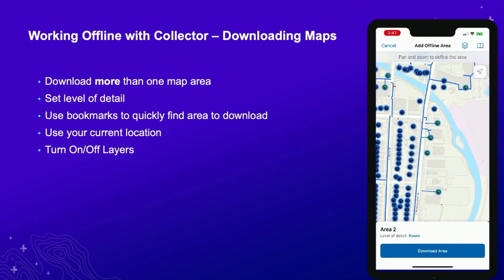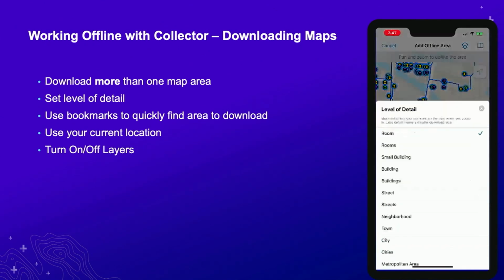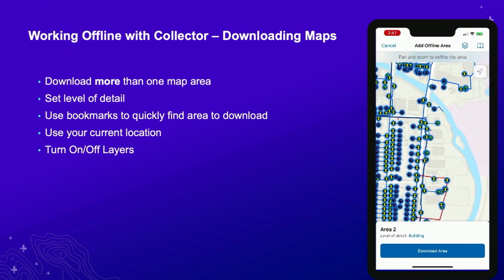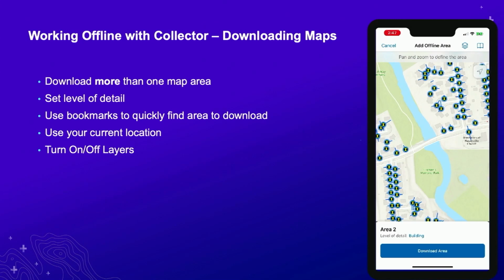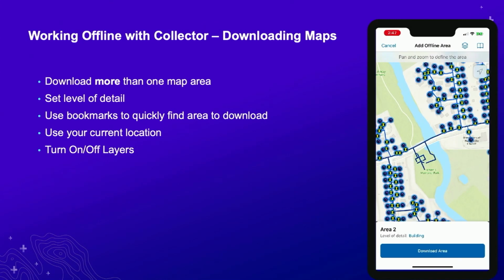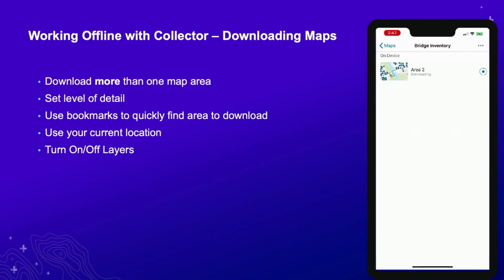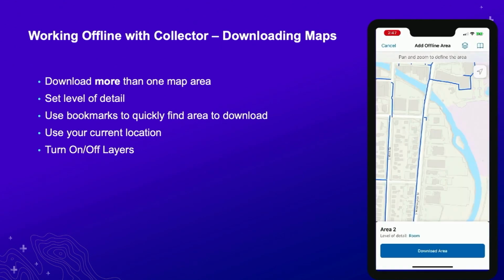What you see running is a video that's showing you how you can download maps from the Collector app directly onto the device. And we've added some really cool new features in this latest version of Collector that you're going to want to take advantage of. First, now you can download more than one map area at a time. As you saw through the video playing, you can set the level of detail with a user-friendly approach of naming that matches what ArcGIS Online has. You can use bookmarks to quickly find areas that you want to download.